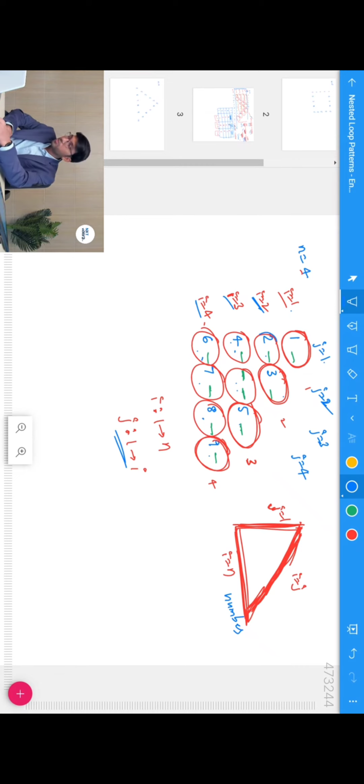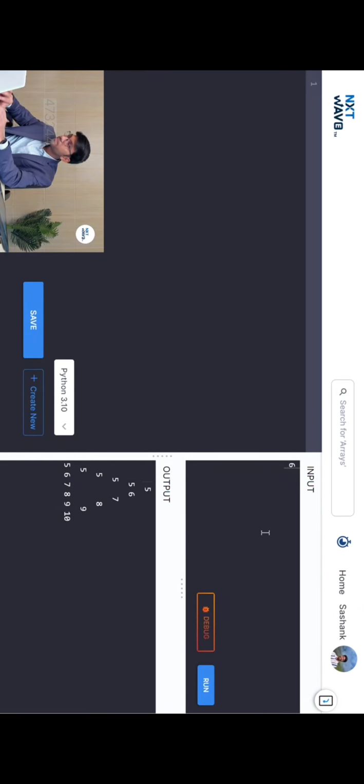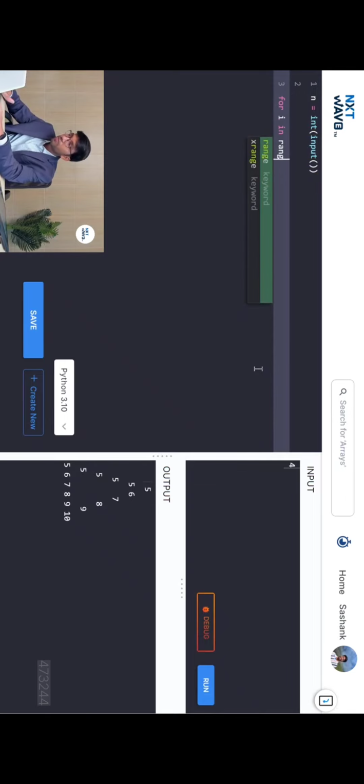Okay, so let's write the code for this particular part. We can clear off the previous question. So first, let's read the input. n equal to int of input. After that, for i in range of.